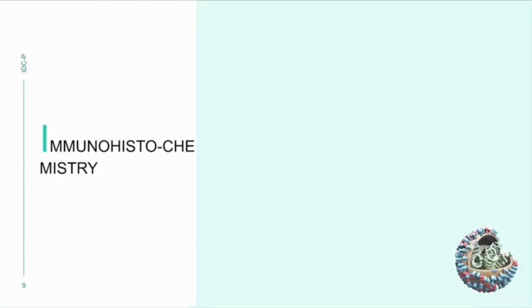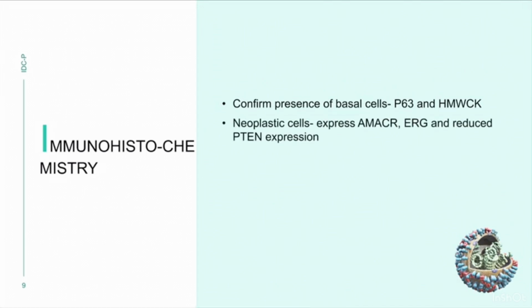Now coming to the immunohistochemistry of intraductal carcinoma of the prostate, how is it important? It is important to confirm the presence of basal cells, which I have already said, for which we use P63 and HMWCK. The neoplastic cells, as in prostate carcinoma, express AMACR, and if there is ERG gene fusion, they will express ERG. And as I said, if there is PTEN loss, there will be reduced PTEN expression.